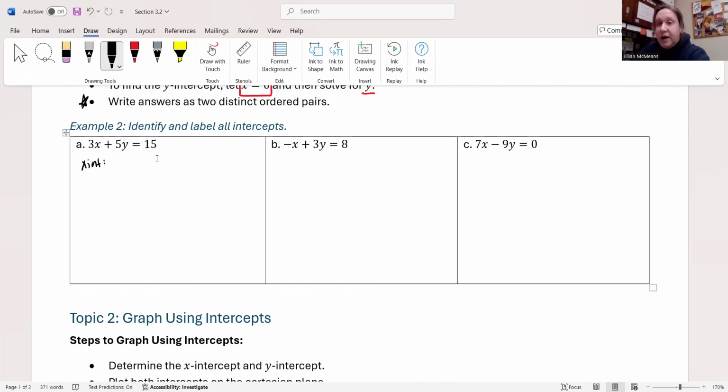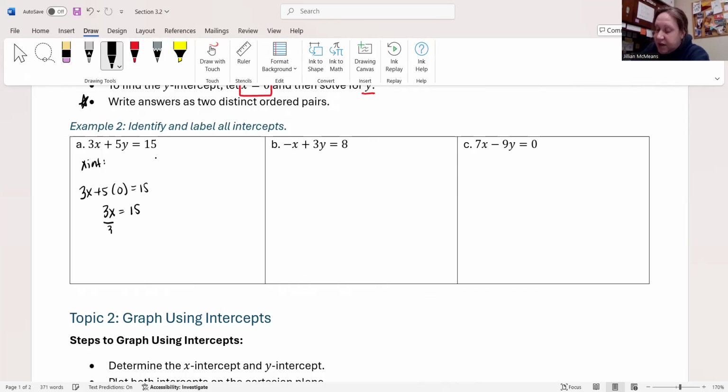So in order to find an x-intercept, I let y equal 0, and then I solve for x. So this is just like what we did in a previous worksheet where we were finding solutions to linear equations. We're just finding a very specific solution called the x-intercept. So I take 3x plus 5 times 0, so 5y, y is 0, equals 15. Well, 5 times 0 is just 0. 3x plus 0 is just 3x. So I get 3x equals 15.